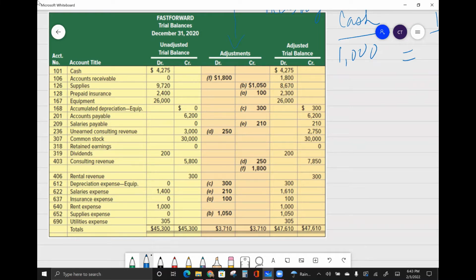So we see the credit of 1,050 for supplies. So we've obviously used some of our supplies. We're doing an adjusting entry. We're reducing the asset down, so we have a credit. Now, what are we expecting to see a debit in? Because we used it, it's now what? No longer an asset, it became an expense. So we're looking for the expense. And down here where it says supplies expense, 1,050, that's your offset.